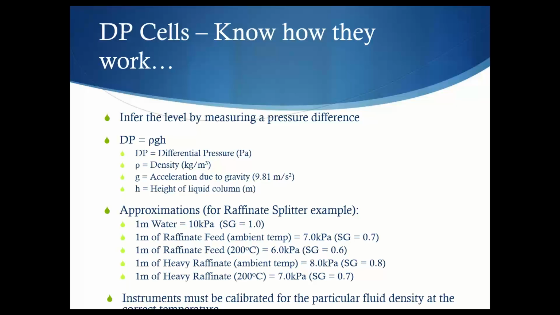So just very approximate figures for that particular example at Texas City: water is an SG of 1, or 10 kilopascals per meter. Then raffinate feed, which was the feed they were putting into the vessel at the time, at ambient temperature would be around 0.7 SG, so it's less dense than water. The raffinate feed, if it was heated up though, would become less dense and go to about 0.6. The heavy raffinate, which is normally in the bottom of the column when it's operating, and which the level measurement is calibrated to, is about 0.8 at ambient temperature and 0.7 at 200 degrees. So you can see there's already a difference between the way they calibrated and what they were actually feeding into the column at the time.